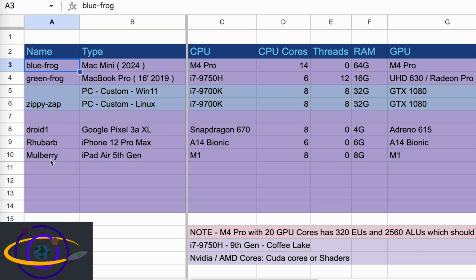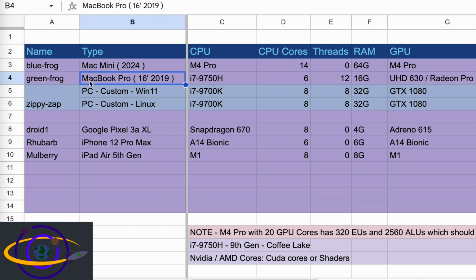So I put the name of the system. This is basically just a host name here that I came up with just to kind of differentiate the systems. And here I have the type of system. So we've got the Mac Mini 2024. CPU is the M4 Pro. This is the higher version of the M4 Pro with 14 cores.